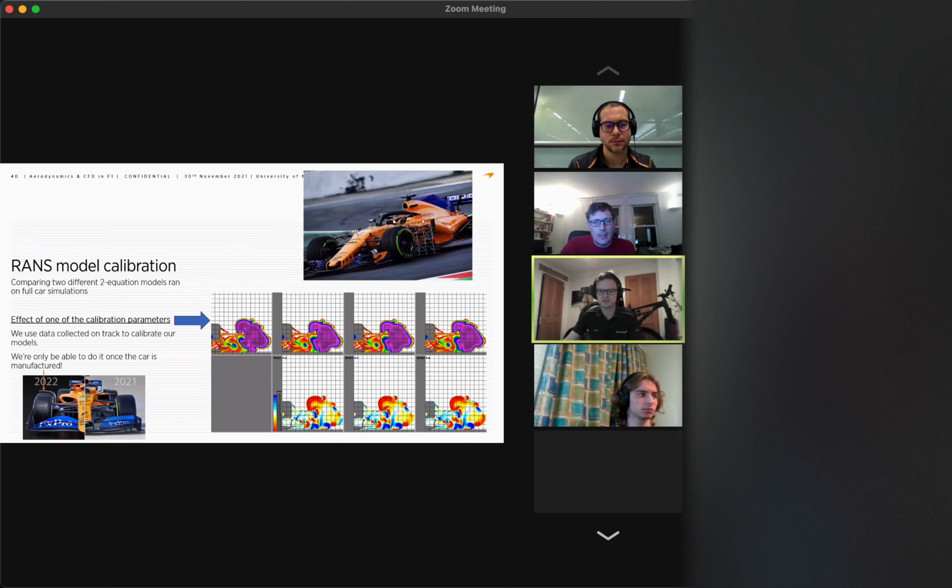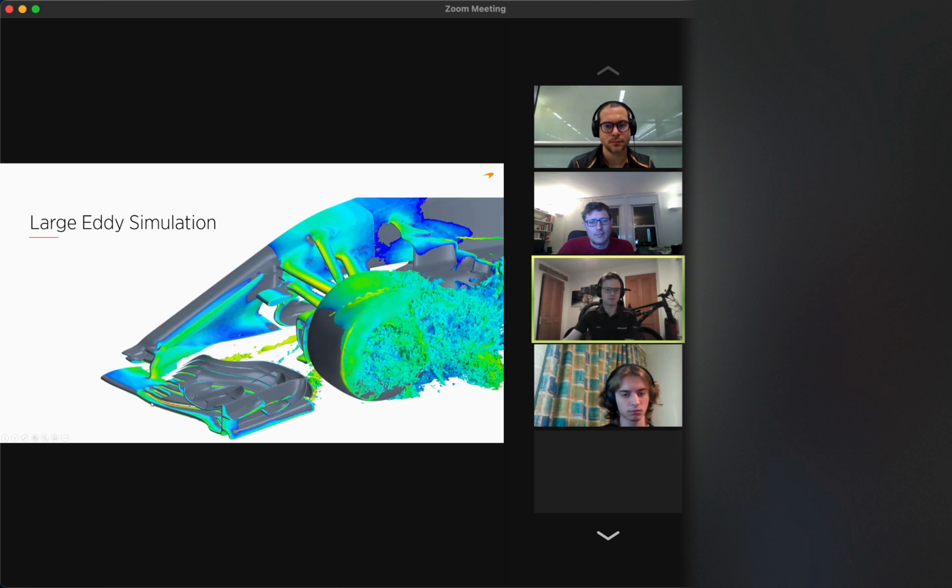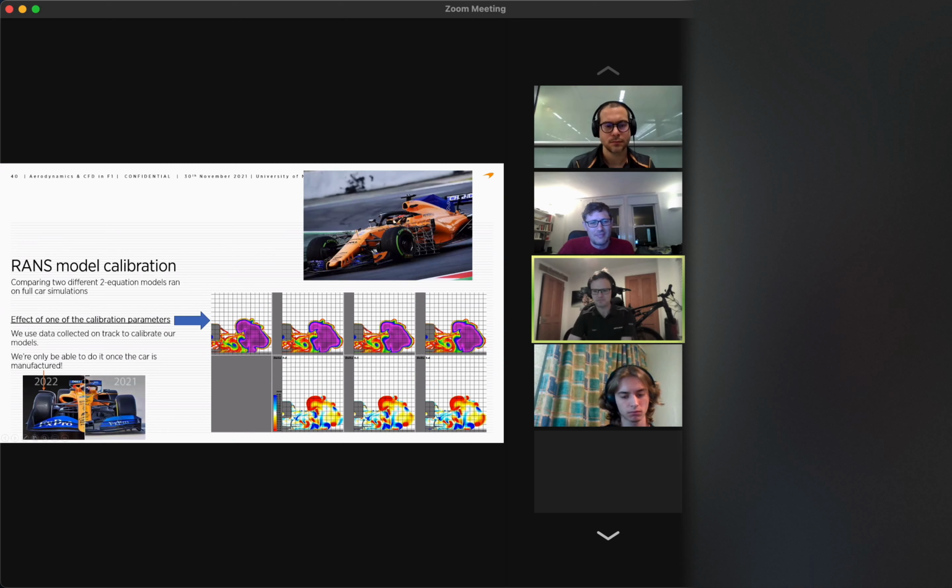So this is exactly what I just said. We use rakes to check which one of these solutions looks most like what we get on track. But that's an important point. We can only check we're right once we've got the car running on track. We can't check beforehand because, like, we might have a design for the 2022 car that's being built at the moment. But until we actually get to run it on track in February, we just have to hope that all the sensible decisions we've made about how we model the car are right.